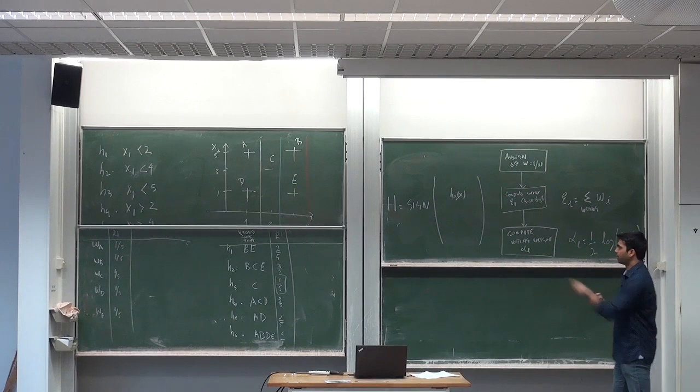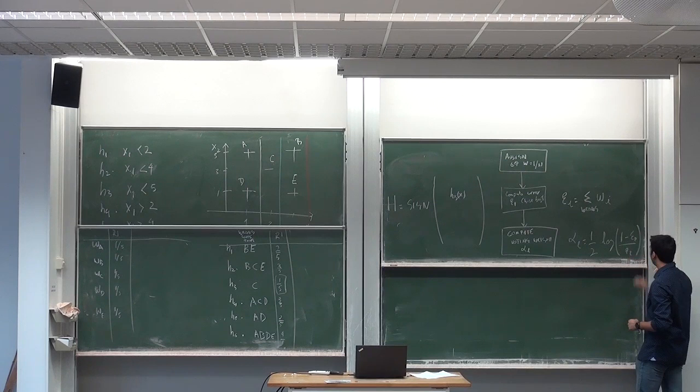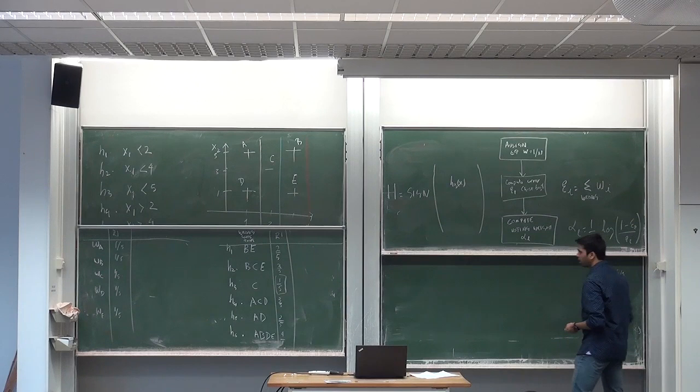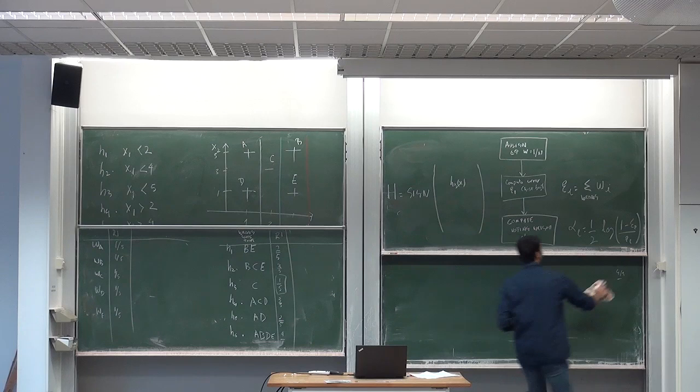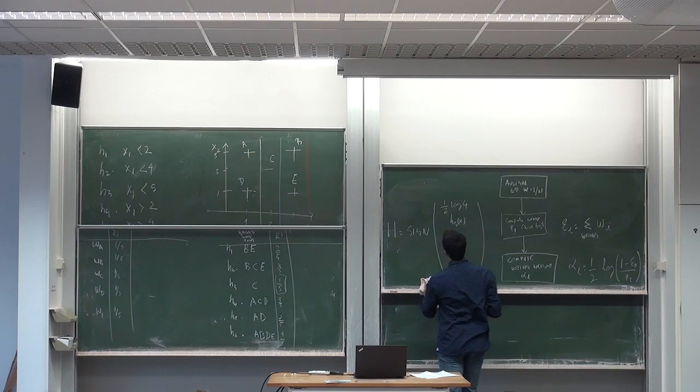So we figured out that the best classifier was H3. The error rate is 1 over 5. So put in those values here: it's (1 minus 1 over 5) divided by 1 over 5. That would be 4 coming out inside. So it's 4 by 5 divided by 1 by 5, so it's 4. Do correct me if I make a calculation mistake here. So this would be 1 half log of 4, and 1 half log of 4 times H3 is my first classifier.